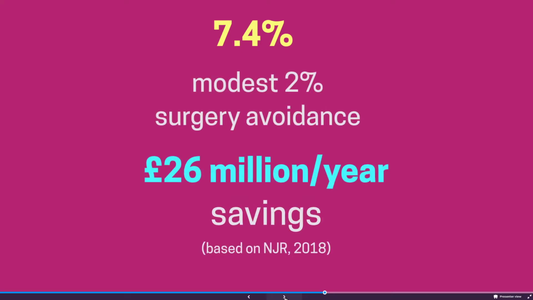In this pilot, a lot of patients obviously did choose non-operative treatment, which is not surprising. However, the most important thing we found was that about 7.4% of patients who came in expecting to be listed for an operation chose non-operative treatment after using Torbay chart. If this was translated into NJR figures, with a modest 2% surgery avoidance rate, one could postulate a savings of £26 million per year.